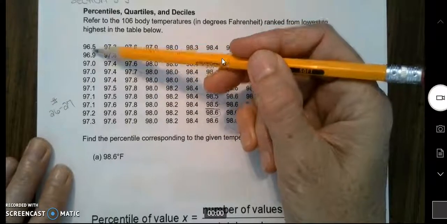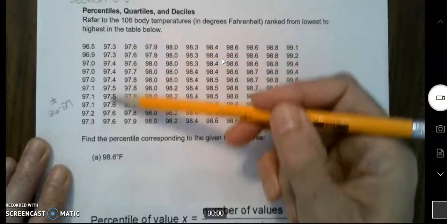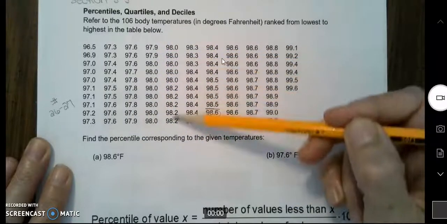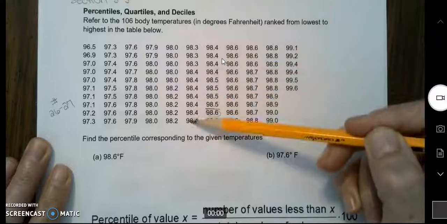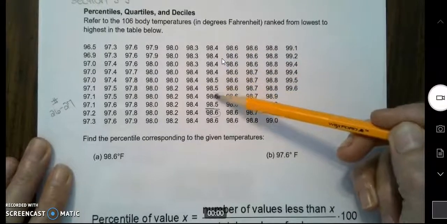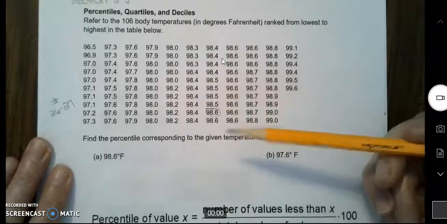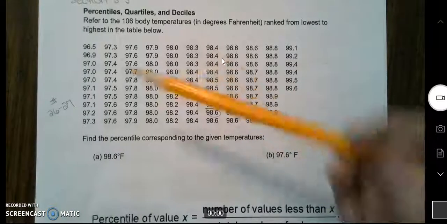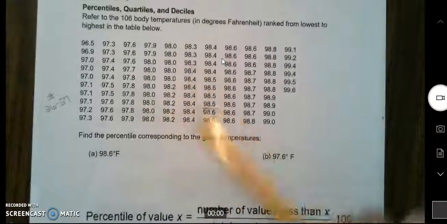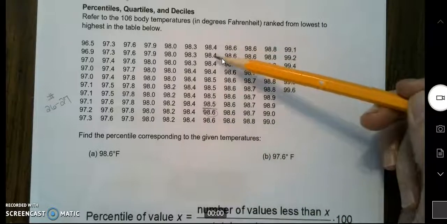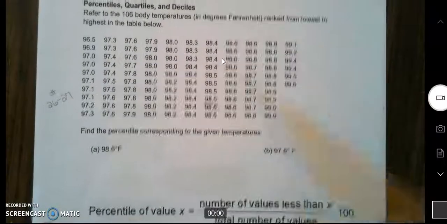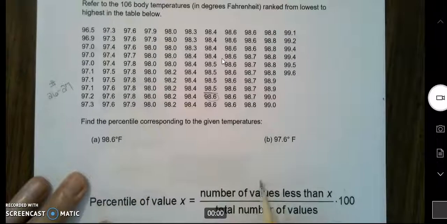There's 10 in each column, so here's 10, 20, 30, 40, 50, 60, 61, 62, 63, 64, 65, 67, 68, 69. Oops, I did that wrong. It should be 68. So let me do it again. Okay, so it's 10, 20, 30, 40, 50, 60, 1, 2, 3, 4, 5, 6, 7, 8. It should be 68. Okay, so that's the numerator.